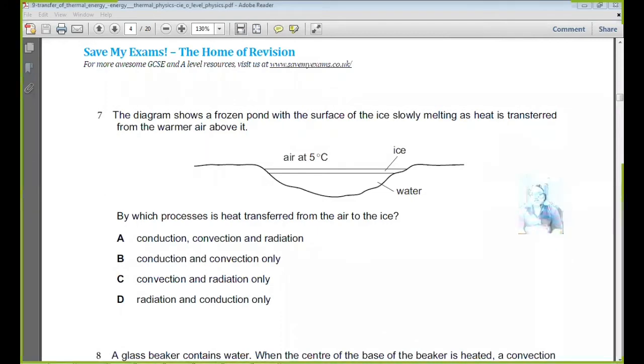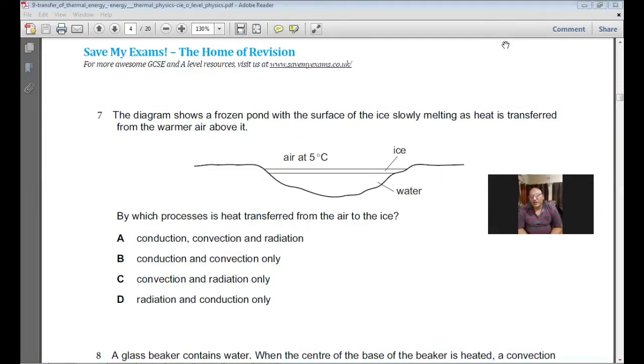So my dear students, we are on question number 7. The diagram shows a frozen pond with the surface of the ice slowly melting as heat is transferred from the warmer air above it. By which process is heat transferred from the air to the ice? We have air which is warmer, its temperature is 5 degrees centigrade, and we have a layer of ice on the surface of the pond.